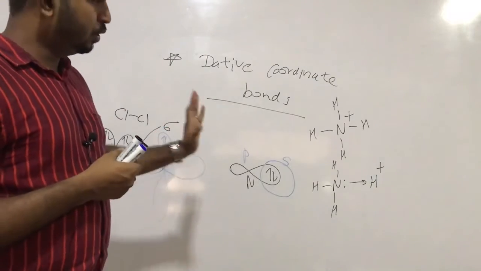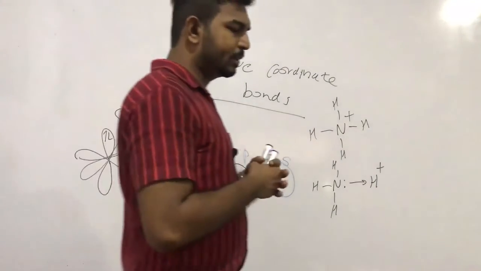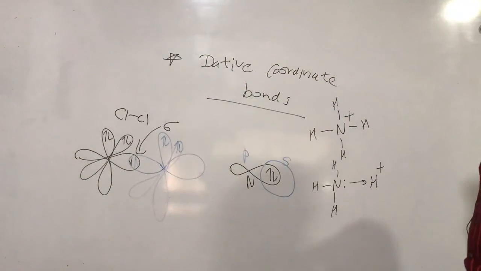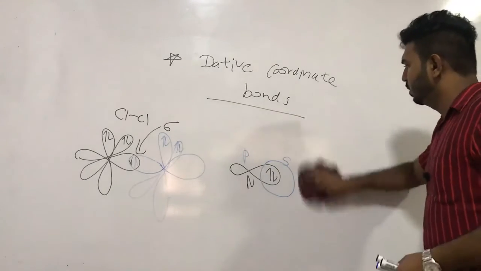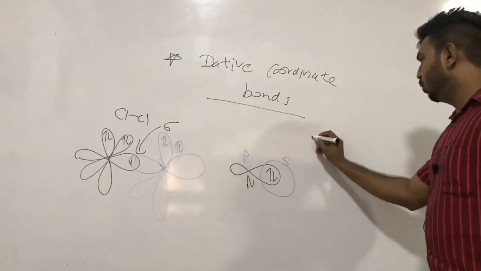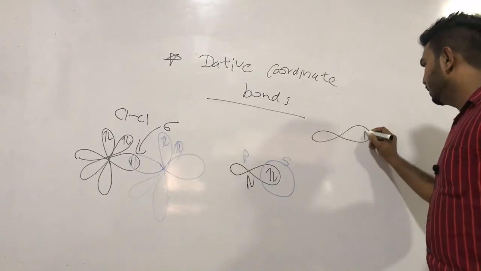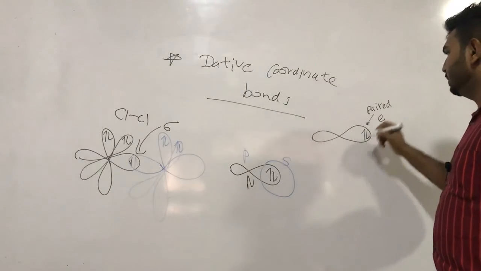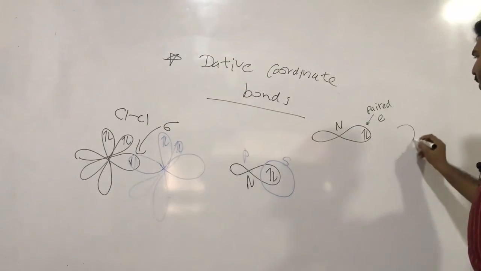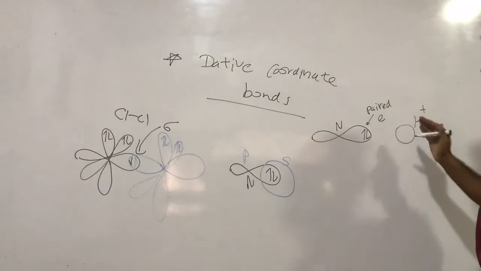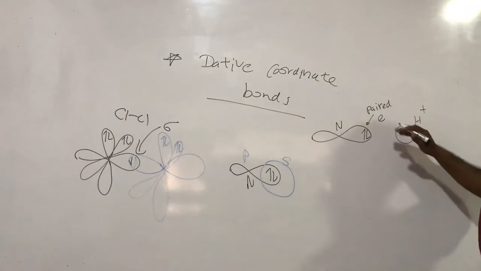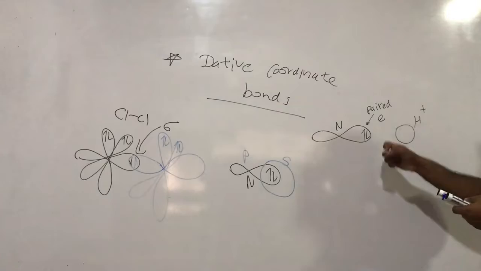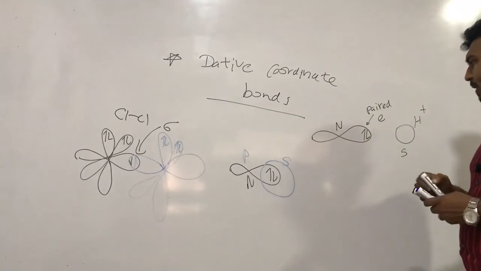I surely know that you did not realize this one, so let's consider again. If we consider the 2 electrons of the nitrogen atom, these are paired electrons. H plus means all the electrons are removed, which means this s orbital is empty. So these 2 electrons will be donated.